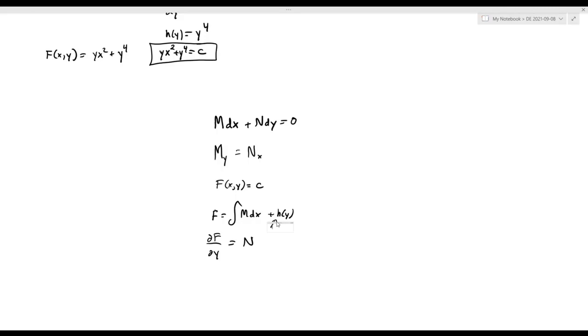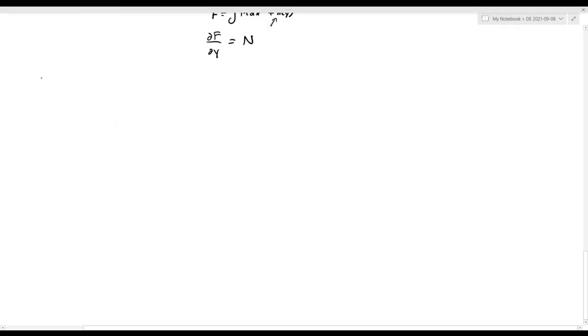So maybe we can do another example of an exact differential equation. So let's do another example. Here's a differential that's equal to 0.